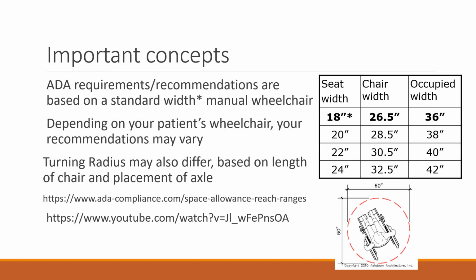Most of the ADA compliant spacings that you will see are based off the standard seat width of 18 inches. Based on your patient's wheelchair size, home recommendations may vary, but most of the standards that you will see are off the 18 inches. For example, a seat with an 18-inch width will need a minimum of 60 inches or 5 feet to make a full circle turn.